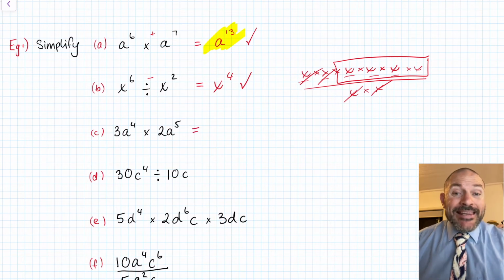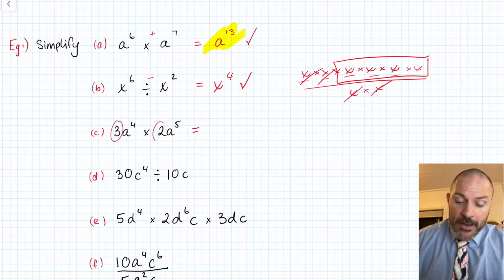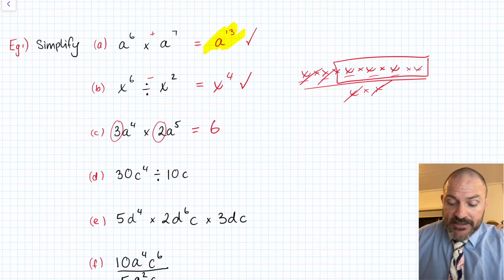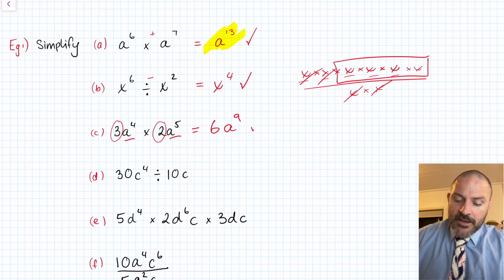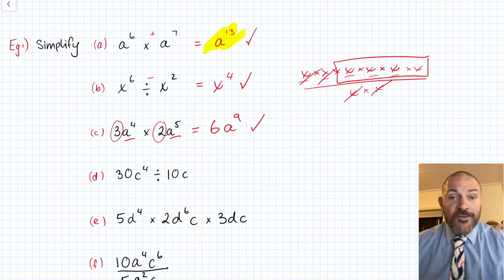Okay, the next one, a little bit harder. Let's multiply the numbers first of all. 3 times 2 makes 6. The bases are the same, so let's add the powers. Done. Hopefully you got it right.